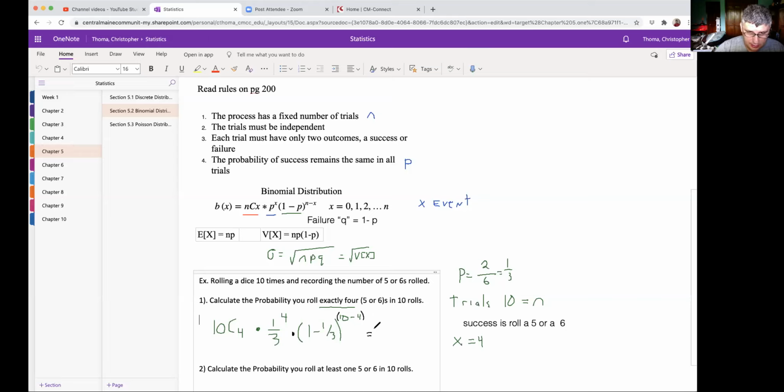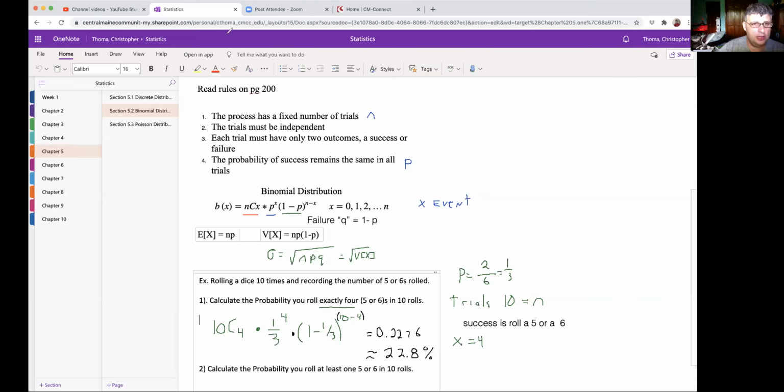And I get 0.2276, which is approximately, and there's more numbers after that, but that's just going 4 digits, 22.8%. There is a 22.8% chance that if I roll the dice 10 times and count how many 5 or 6s I have, I will get exactly 4 of them, 22 or about 23% of the time. So just under 1 out of every 4 times.